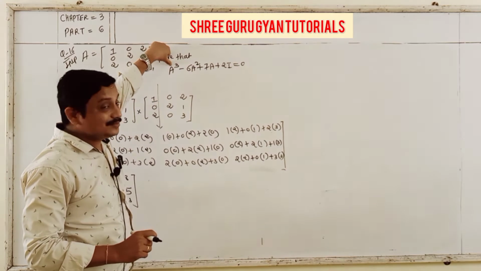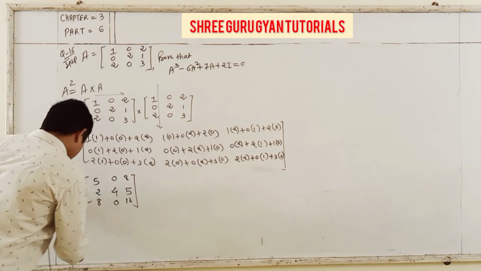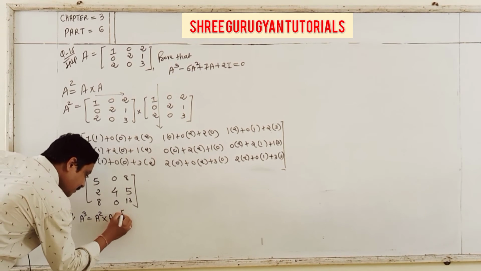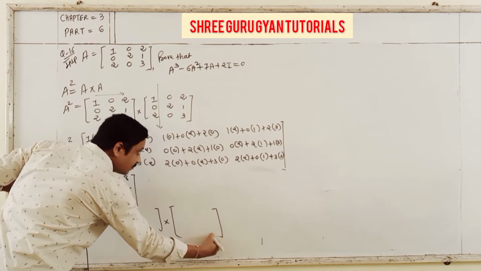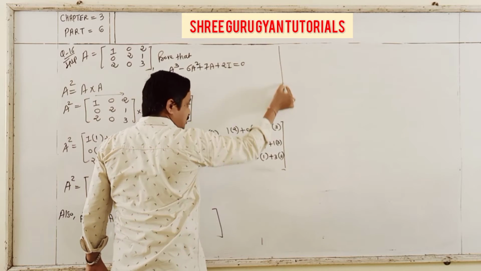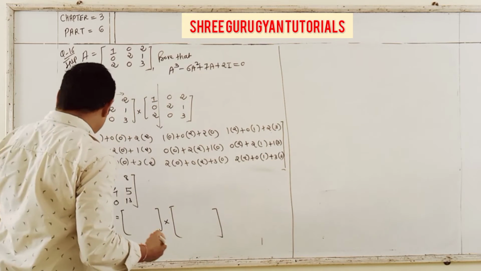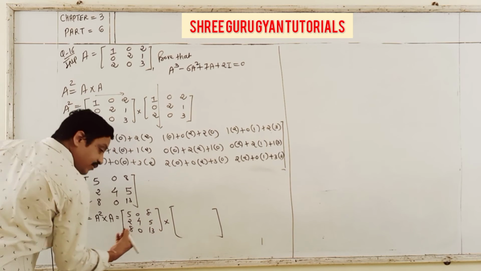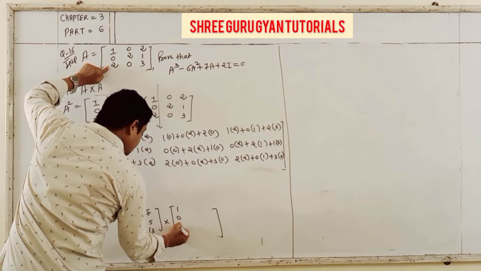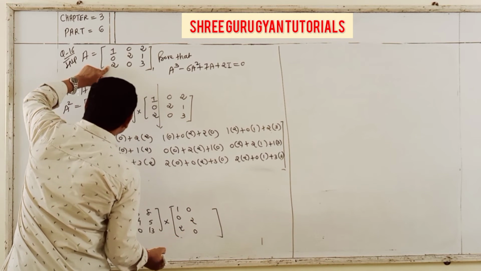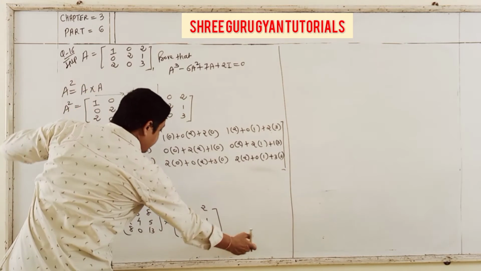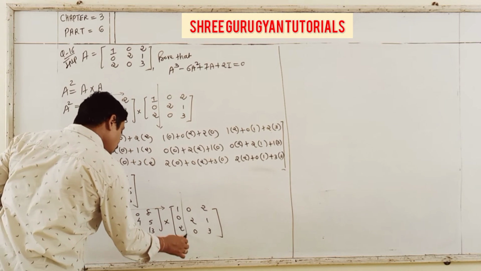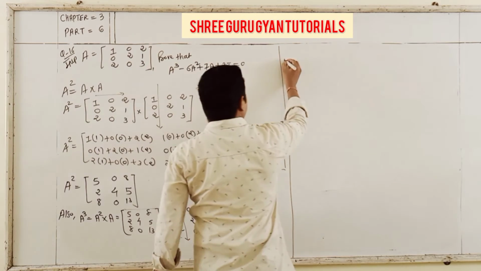Now I will start the process for A cube, which is A square into A, and after that I will start the process for the distribution. I have A square ready: 5, 0, 8, 0, 4, 0, 8, 5, 13, and A I have, students, 1 0 2, 0 2 0, and 2 1 3. This is a row-wise element product. So A cube is starting very simply.